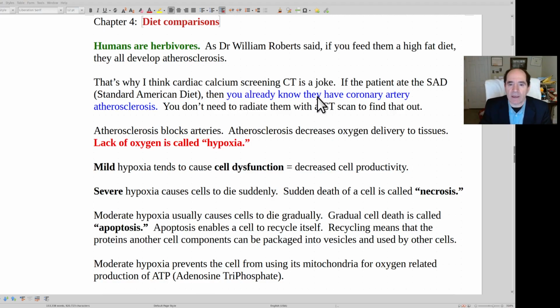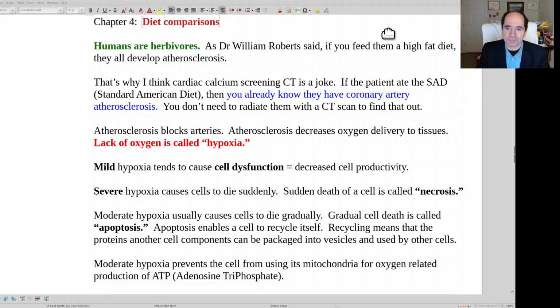And that's why I think cardiac calcium screening CT is stupid, because you already know you got atherosclerosis. What do you need to radiate yourself for, to prove it, okay? Just check your cholesterol level, get a sense of where you're at, and go from there.